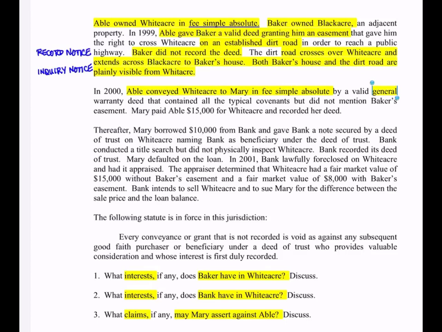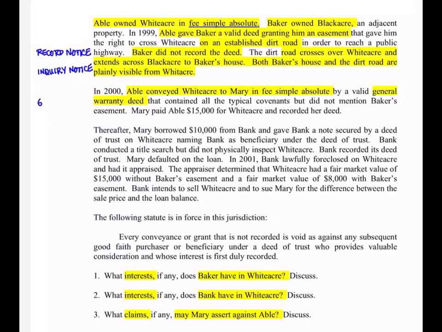I need to tell the reader what a general warranty deed is. In other words, that it contains 6 covenants, 3 present and 3 future. And I would imagine that's going to go to call 3. What claims, if any, may Mary assert against Abel?